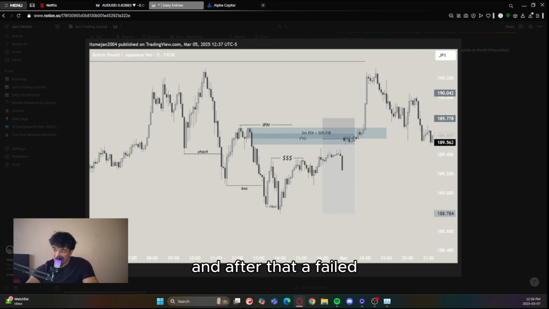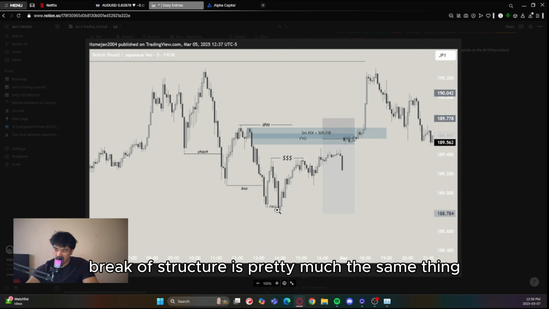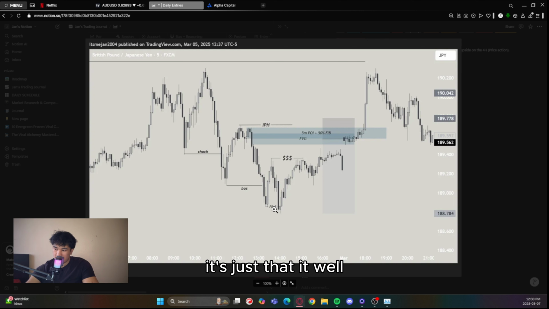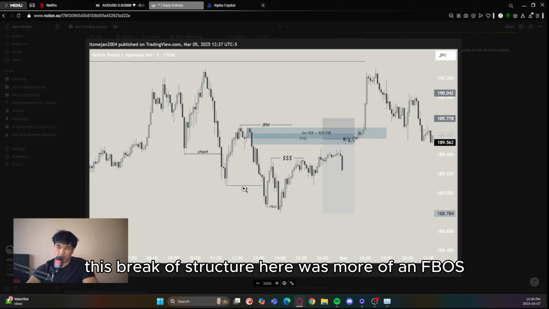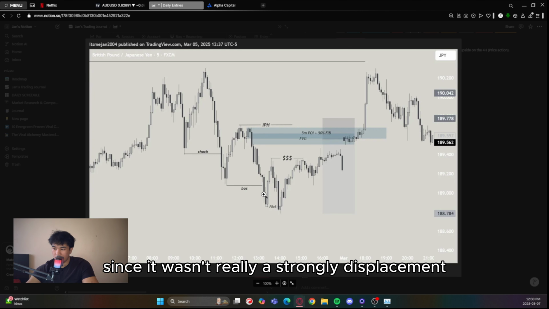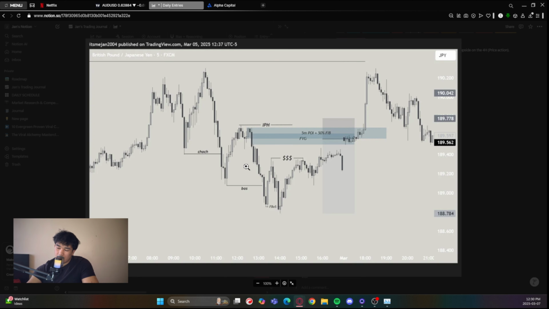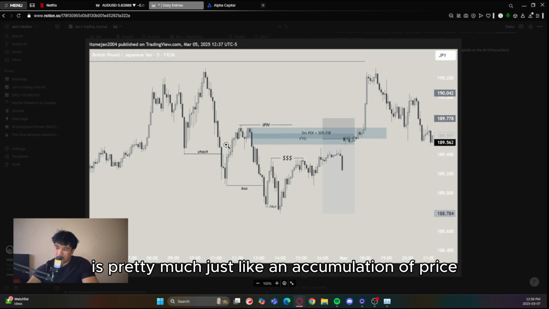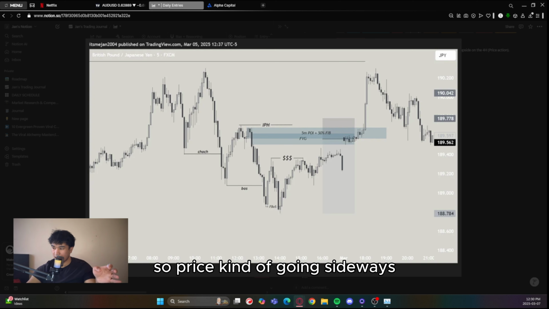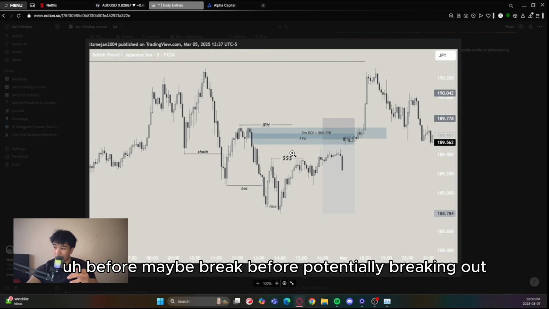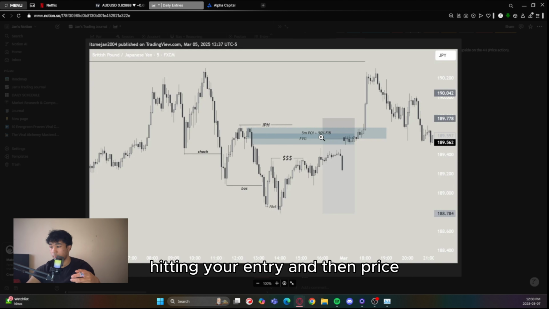After that, a failed break of structure is pretty much the same thing. You could say this break of structure here was more of an FBOS, since it wasn't really a strong displacement to the downside. It kind of came back after. And liquidity is pretty much just an accumulation of price, so price going sideways before potentially breaking out and hitting your entry.